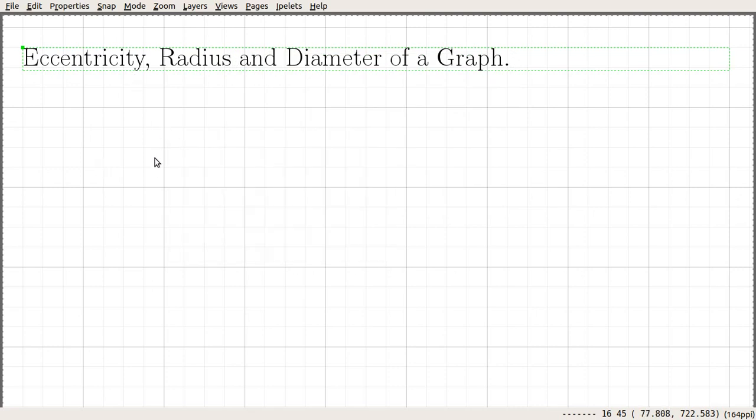In this video, I am going to talk about the eccentricity, radius and diameter of a graph. These three concepts are very related to the distance in a graph. So if you are not familiar with the distance in a graph, watch the previous video.